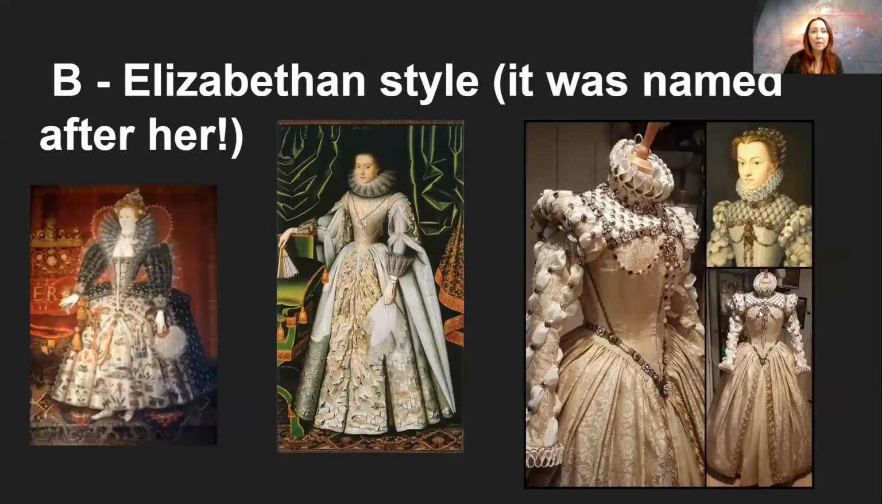The answer is B, Elizabethan style. It was actually named after Elizabeth. So this was her fashion and it was named representing her. Take a look at this dress over here, guys. Look what's around it. Do you see the Tudor ruff around the neck? You think that would be super scratchy? I think it would be, but look how gorgeous that dress is.